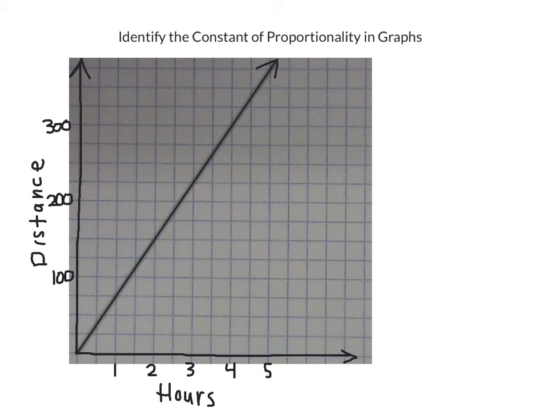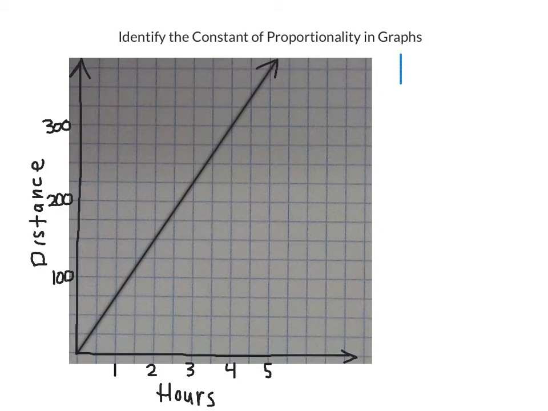We want to identify the constant of proportionality in graphs. Let's say that you're taking a road trip, and this is a graph of the distance you've covered and the amount of time it takes you to cover that distance. So we want to determine the constant of proportionality, which is k.